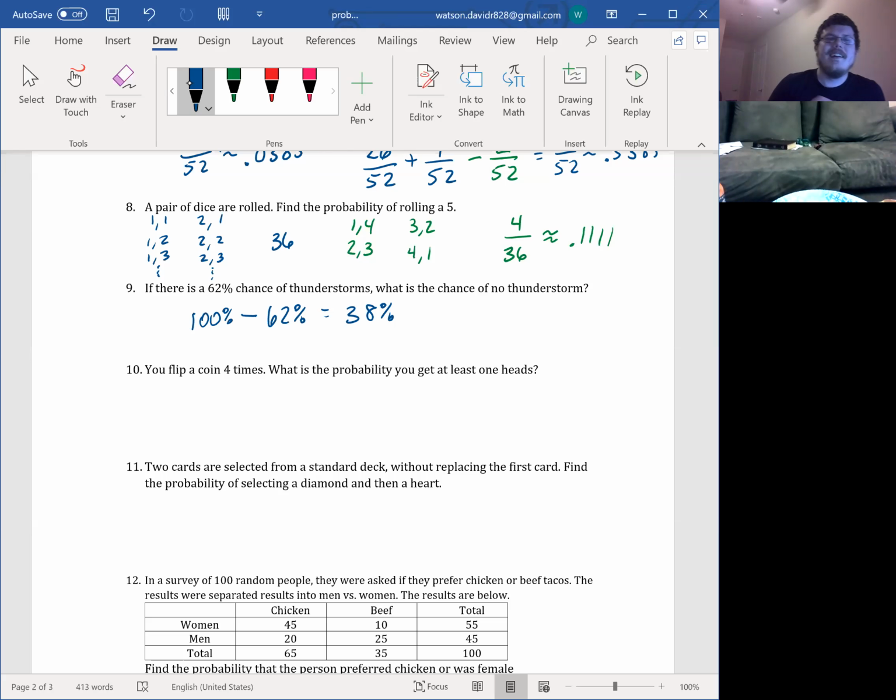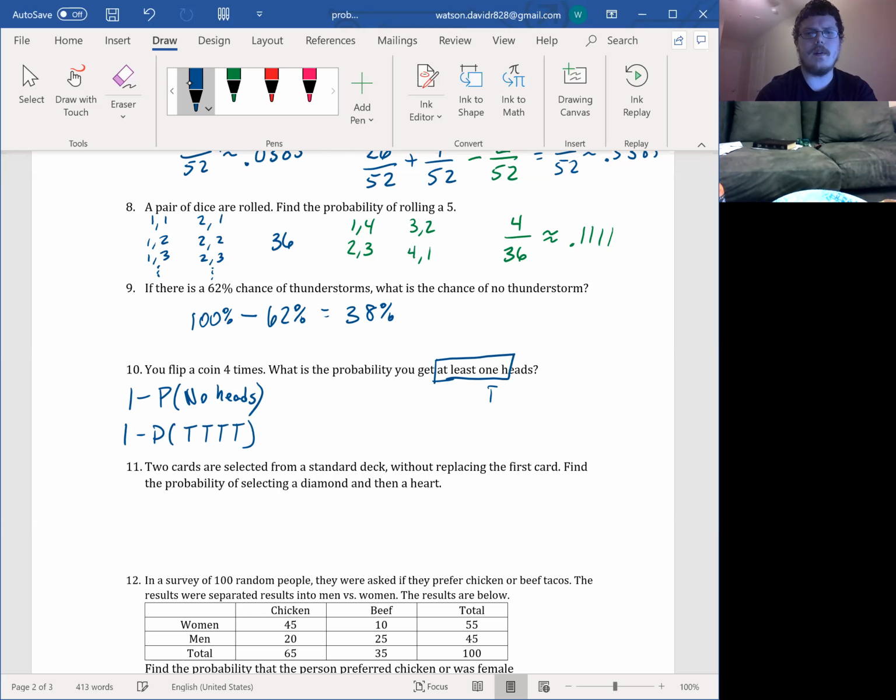Okay. You flip a coin 4 times. What is the probability of getting at least 1 heads? So at least 1. Anytime you see at least 1, it's 1 minus the probability of it not happening at all. So in this case, 1 minus the probability of no heads. Or to write that a different way, 1 minus the probability of all tails.